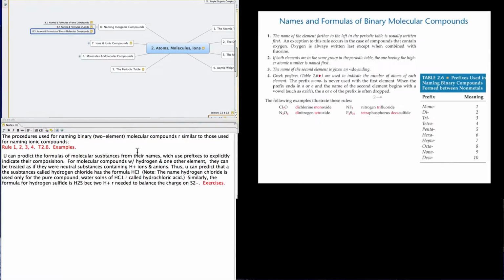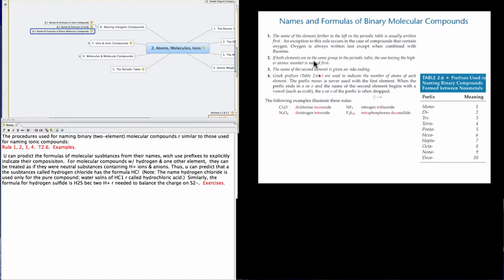The procedures used for naming binary or two-element molecular compounds are similar to those used for naming ionic compounds. So this is how you name a binary or two-element molecular compound. The name of the element farther to the left in the periodic table is usually written first. An exception to this occurs in the case of a compound containing oxygen. Oxygen is always written last, except when combined with fluorine.